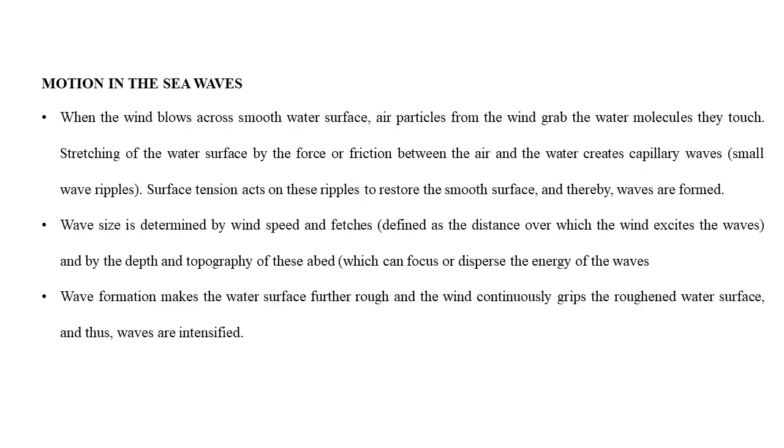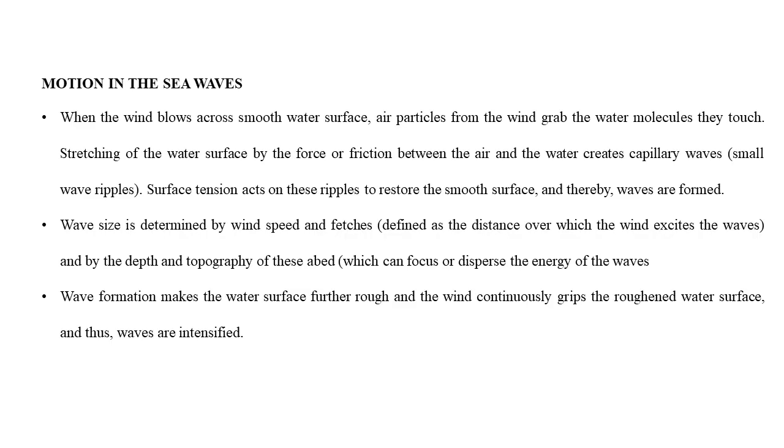Motion in the sea waves. When the wind blows across a smooth water surface, air particles from the wind grab the water molecules they touch. Stretching of the water surface by the force of friction between the air and water creates capillary waves. Surface tension acts on these ripples to restore the smooth surface, and thereby waves are formed.